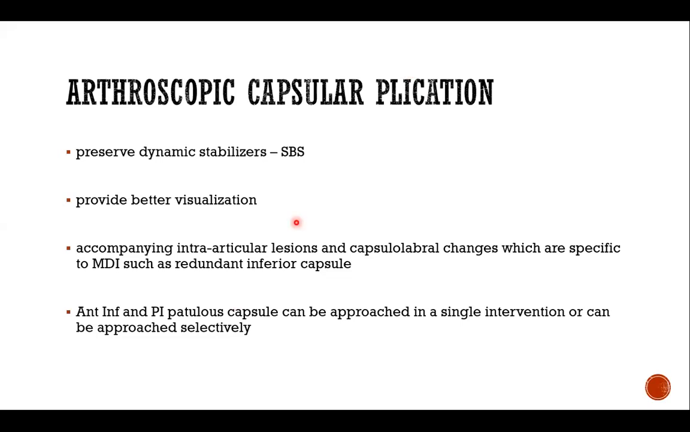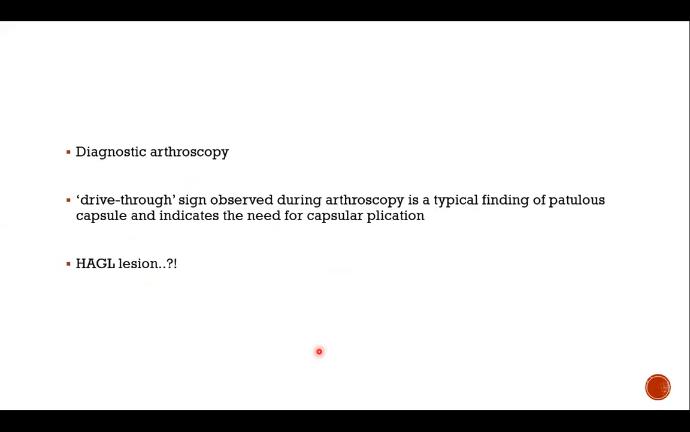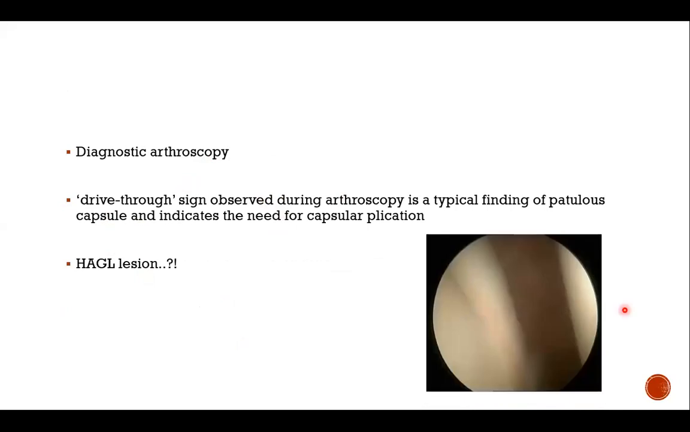Also, the advantages of arthroscopic capsular plication are that it preserves the dynamic stabilizer, the subscapularis, and gives better visualization. It can visualize the intra-articular capsular changes which are specific to MDI, along with the status of the capsule. Diagnostic arthroscopy is done, and the main characteristic finding is the drive-through sign observed in arthroscopy. Once the increased space is seen, it is typical of a patulous capsule and needs capsular plication.